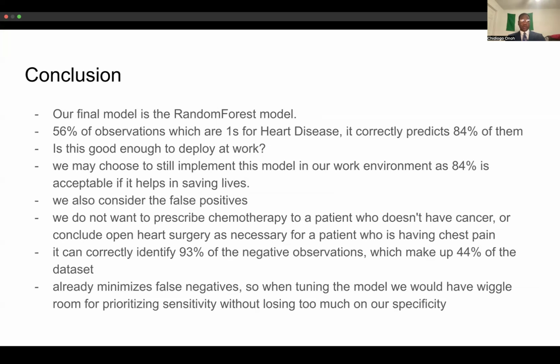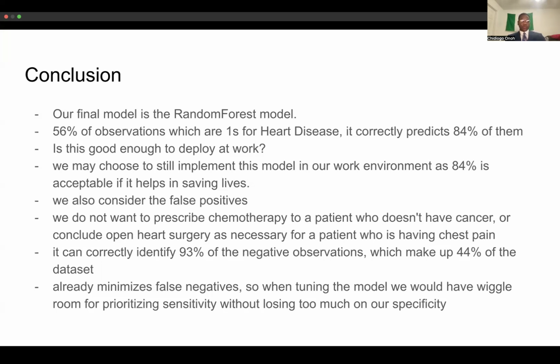56% of the observations are ones for heart disease. And our random forest has a sensitivity of 84%. So that means it correctly predicts 84% of our 56% observations. But is this model good enough to deploy at work? Well, we may choose to implement this model in a work environment, because 84% may be acceptable depending on the domain. If we're saving lives, we would want to prioritize as many lives as possible. So 84% is a great number.